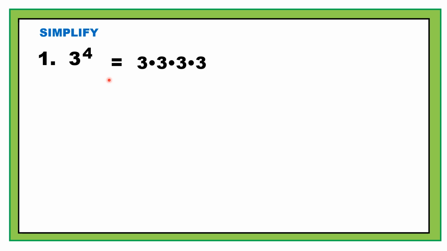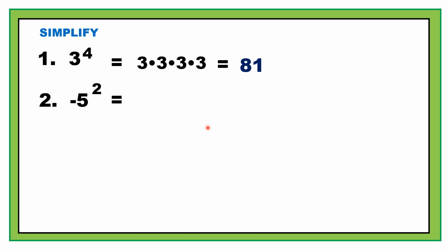Para mas maintindihan natin ang exponent at base, let us simplify the following. Number 1, 3 raised to the fourth power. So, 4 ang exponent natin at 3 ang base. So, ibig sabihin nito, 4 times natin i-multiply yung 3. So, 3 times 3 times 3 times 3. 3 times 3 is 9 times 3, 27 times 3 equals 81. So 3 raised to the fourth power is equal to 81.